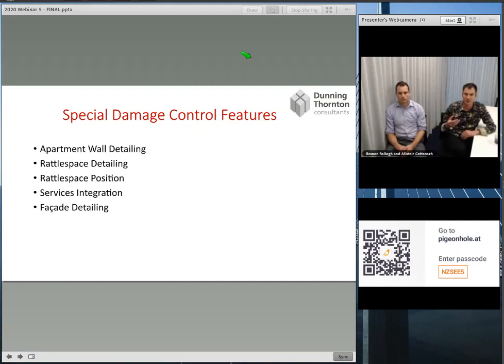And similarly through the facade, as Rowan said earlier, the building has to be watertight every day and earthquakes don't happen that often. So it's really important to give facade detailing that is watertight but can be repaired after earthquakes. So it's not necessarily a no damage solution. Sometimes a low damage rather than a no damage solution is better in terms of its architectural performance.